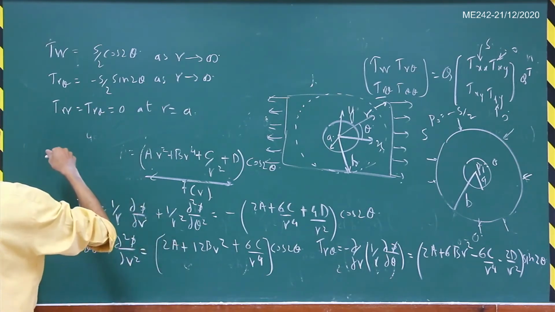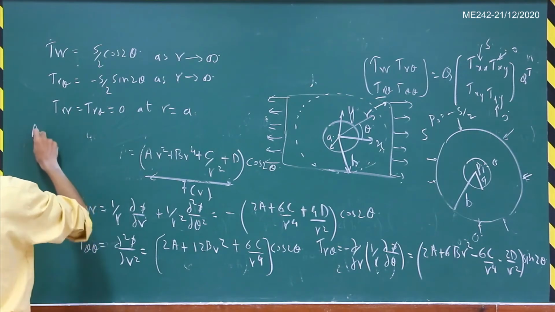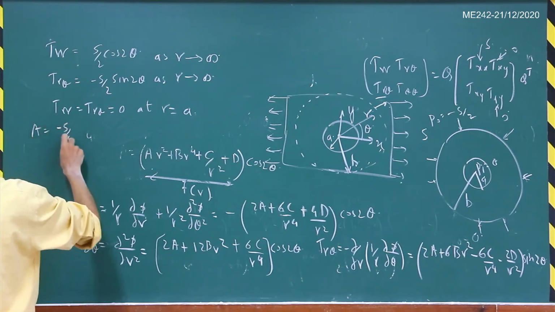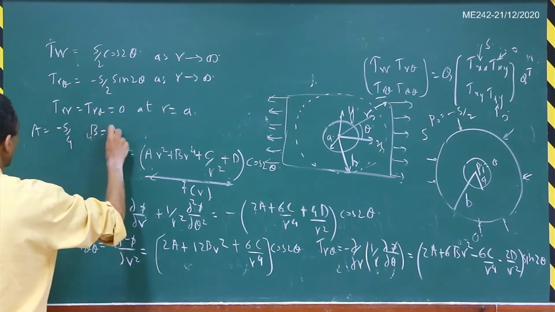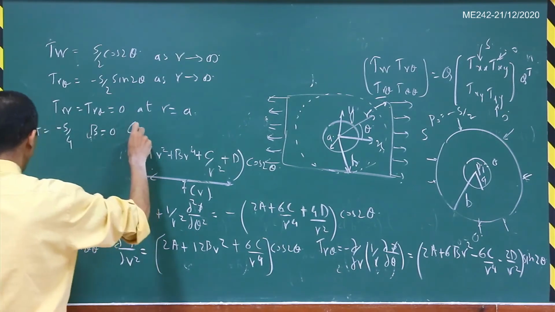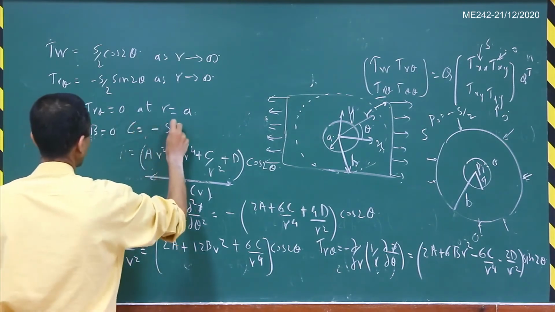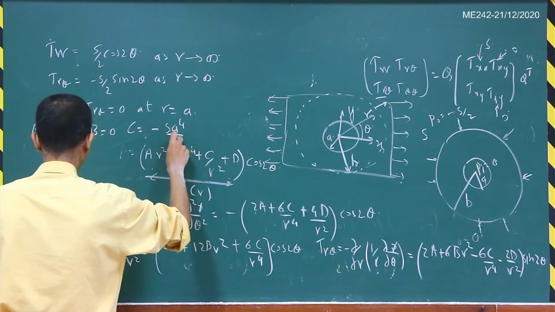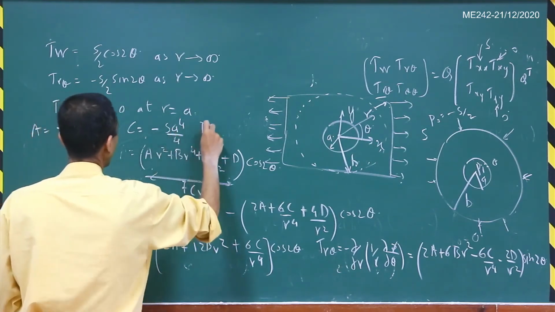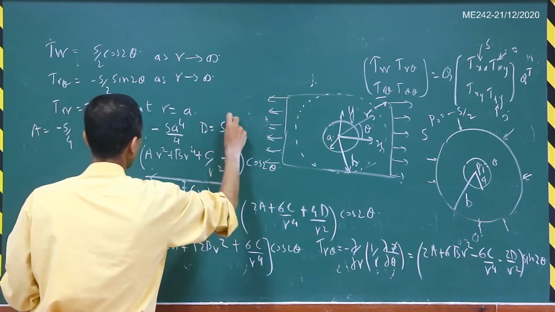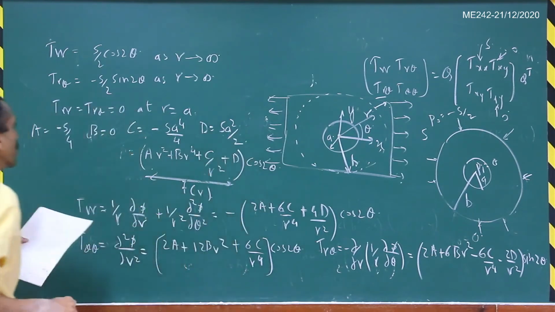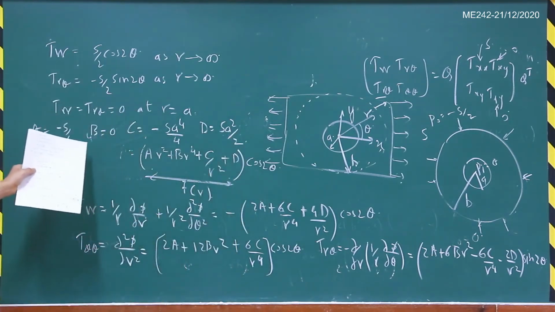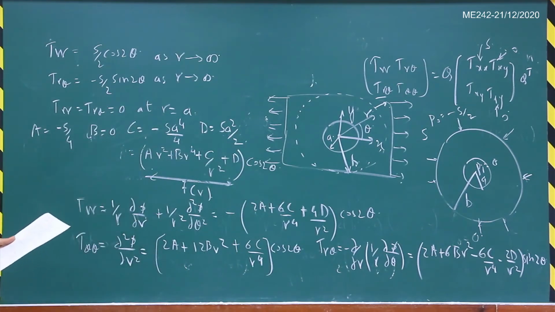And then so from this what you will get is that now you can find out all these constants. So you will get that a is equal to minus S/4, b is equal to 0, c is equal to minus S a⁴ divided by 4, and d is equal to S a² divided by 2. So using these boundary conditions, you will get these 4 constants here.